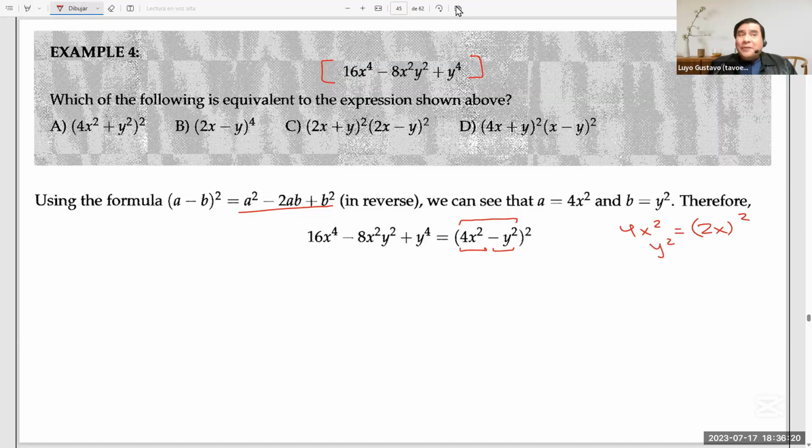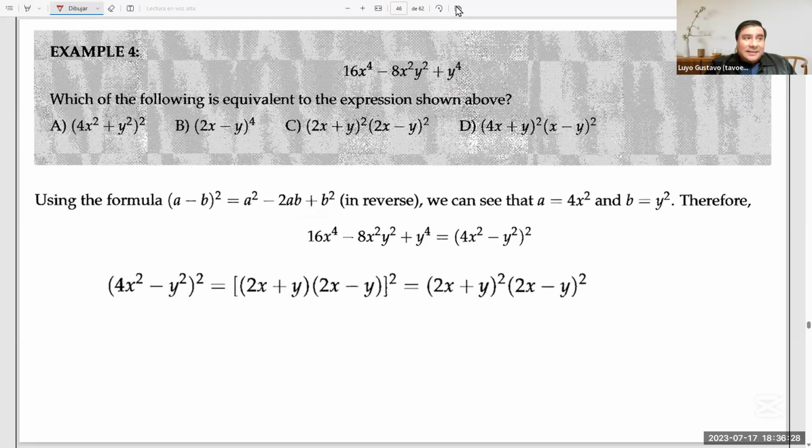So if it is a difference of squares, can we further factor this difference? Yes, we can. This binomial is actually the factorization of the difference of squares as 2x plus y times 2x minus y. Remember, if you multiply a plus b times a minus b, you get a squared minus b squared. So 2x times 2x, 4x squared. y times y, y squared. So the difference of squares, but in reverse.